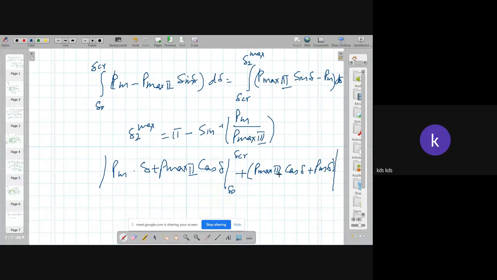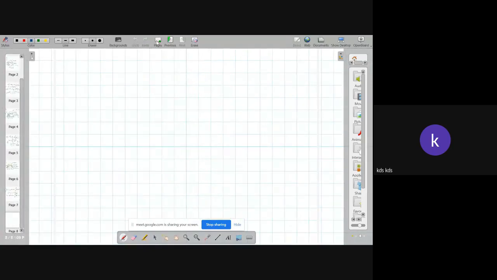And the limits of integration are from delta critical to delta 2 max equal to 0. Now I will solve this equation for delta critical, and it gives me this formula of the delta critical as follows. So from this formula I can directly determine the value of critical clearing angle.